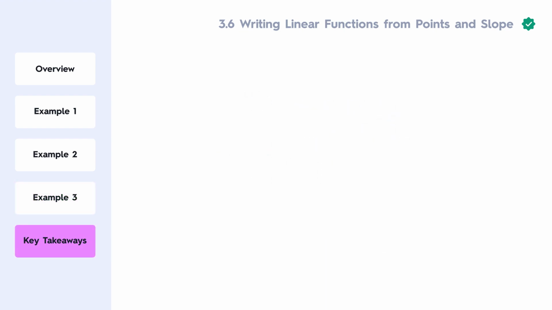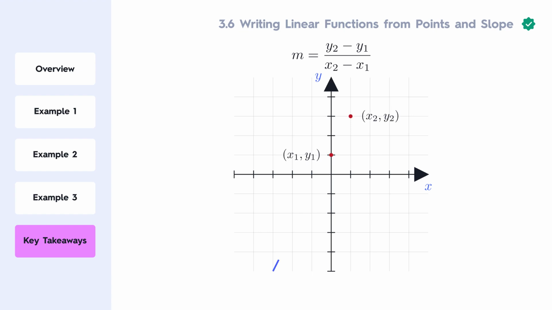Great job today! Let's quickly recap what we learned about writing linear functions from points and slope. We started by introducing the point-slope form of a linear equation. This is useful when you know the slope m and a point (x1, y1) on the line. You practiced this with example 1, where we wrote the equation of a line passing through a point with a given slope. In example 2, we learned that when given two points, we can find the slope using the slope formula. After finding the slope, we could then plug it into the point-slope form to write the equation of the line. Keep practicing these skills and you'll be ready to handle any linear equation problem.